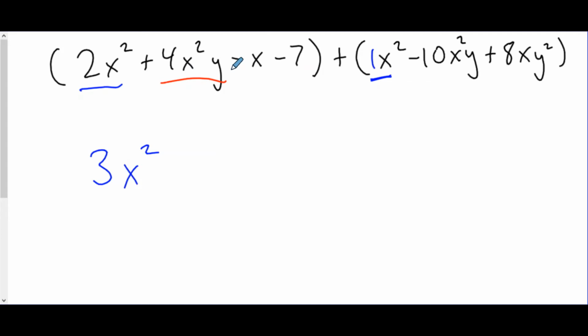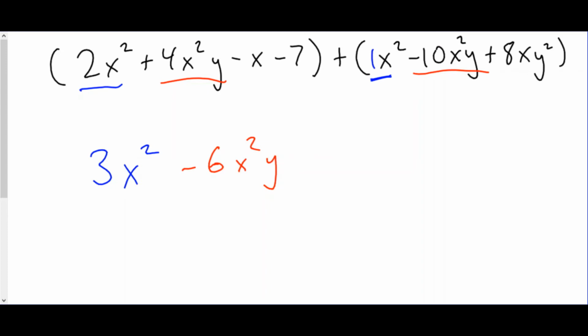Now let's look at that 4x squared y. Are there any other x squared y's in this problem? Yes, this term, 4x squared y minus 10x squared y. Again, that variable part is the same. They both have an x squared and a y, or a y to the first. So I can combine those things together. 4 of that thing minus 10 of that thing, 4 minus 10 is a negative 6. So negative 6x squared y. Keep the variable part the same because that's how many I have. I have 4 of them, minus 10 of them. I have negative 6 of that thing.